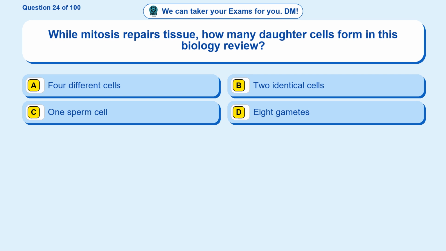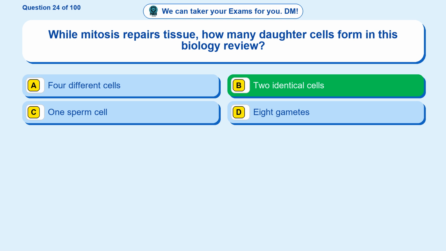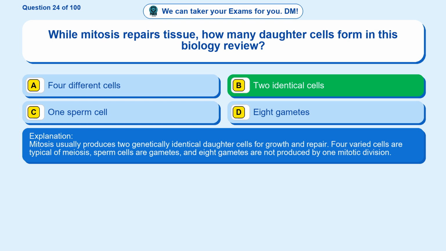Question 24. While mitosis repairs tissue, how many daughter cells form in this biology review? Option A. 4 different cells. Option B. 2 identical cells. Option C. 1 sperm cell. Option D, 8 gametes. The correct answer is option B. 2 identical cells. Mitosis usually produces 2 genetically identical daughter cells for growth and repair. 4 varied cells are typical of meiosis, sperm cells are gametes, and 8 gametes are not produced by one mitotic division.